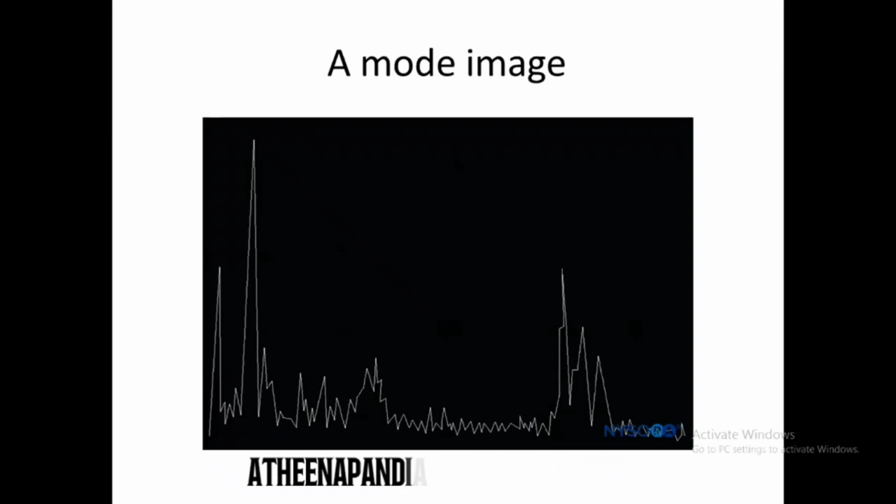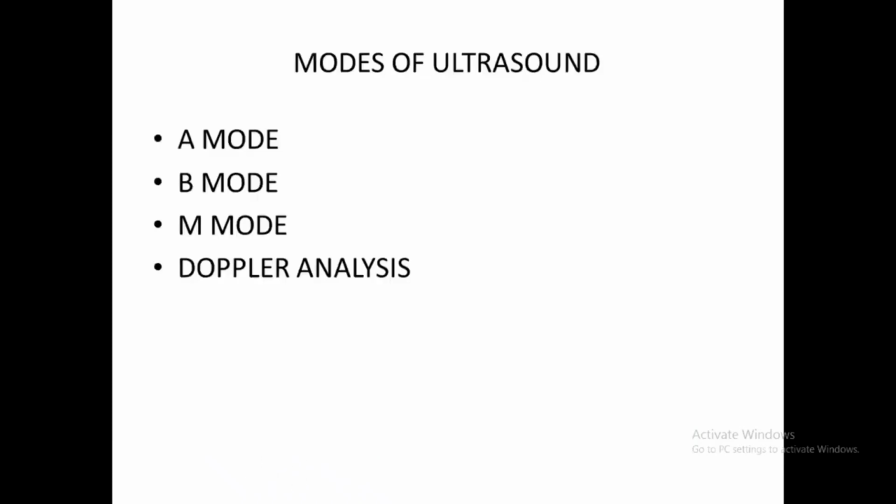So I personally feel like A mode is just a very common mode. So let's move on with the B mode. B mode is a brightness mode. So it's the normal ultrasound. Okay, it's a grayscale image that we use in the normal ultrasound. Normal ultrasound that we take.